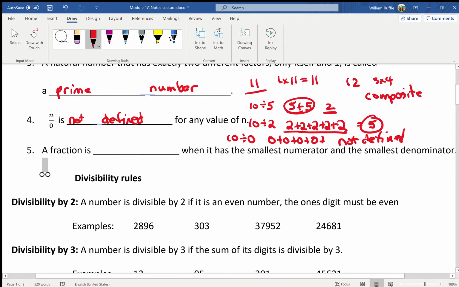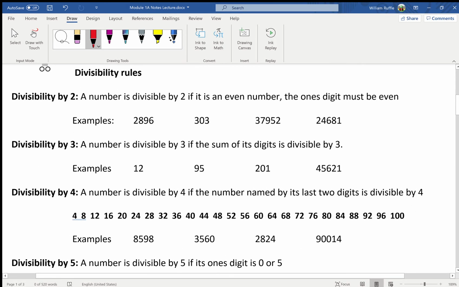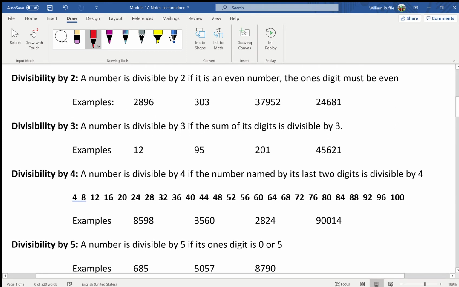A fraction is reduced or simplified when it has the smallest numerator and the smallest denominator. And we will be reducing some fractions. Before we get to reducing fractions, it's always helpful to know the division rules. We have just the numbers between 2 and 10. Not all of them have good rules, but these are the good ones that we think will be most helpful for you.